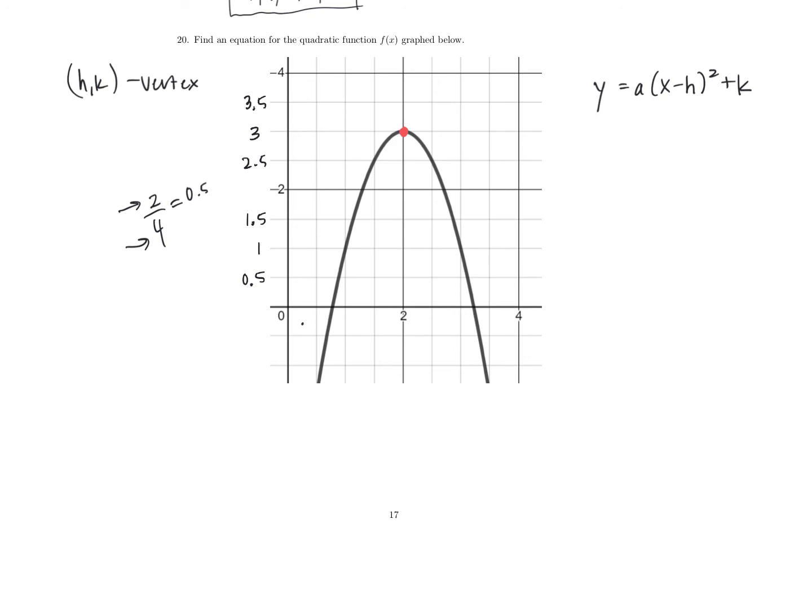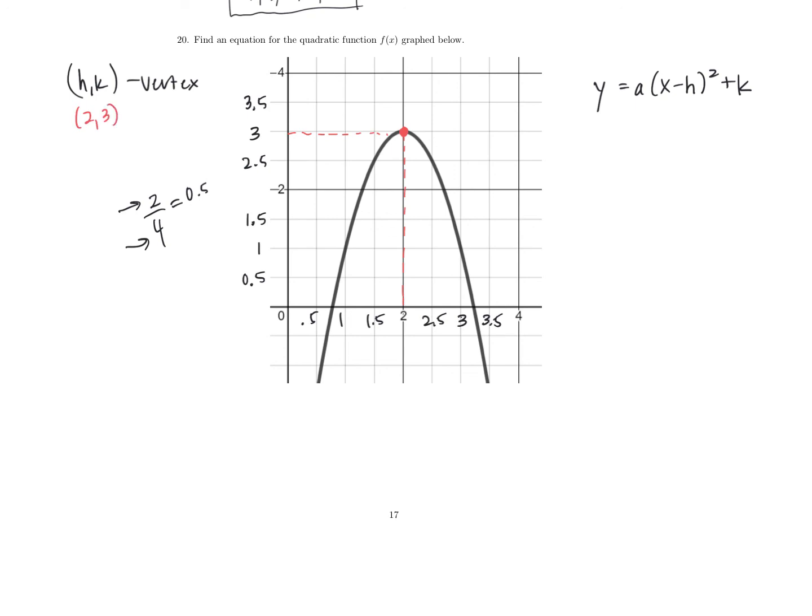And then the same thing is going to be true for the x-axis. Okay, so label them to make sure you know what your ordered pairs are. So for the vertex, it's at 2, 3.